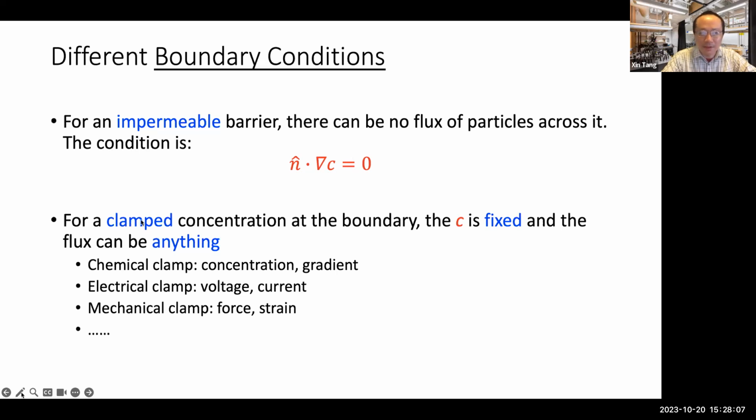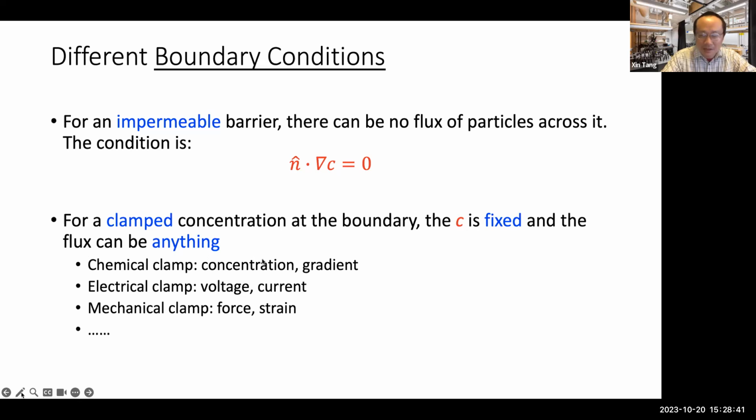The second one is called clamped concentration at the boundary. It means the concentration of that element on the surface is fixed. So C is fixed. It will not change, even if partial C, partial T is there. Inside, the concentration could change, but on the boundary, the concentration is fixed. And then the flux can be anything. Flux is coming from this C, right?